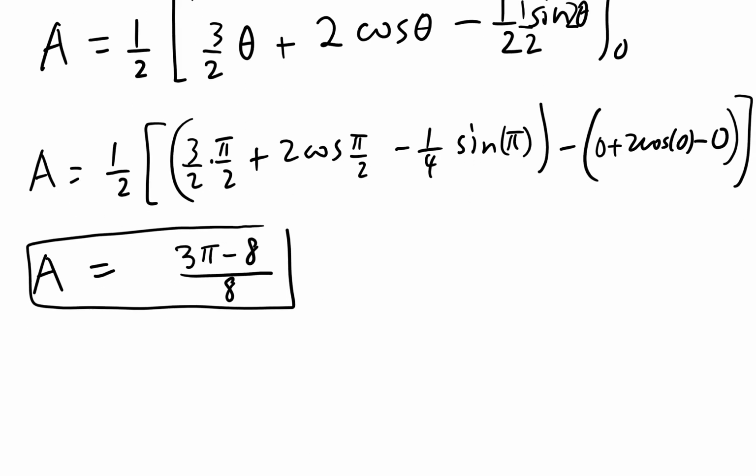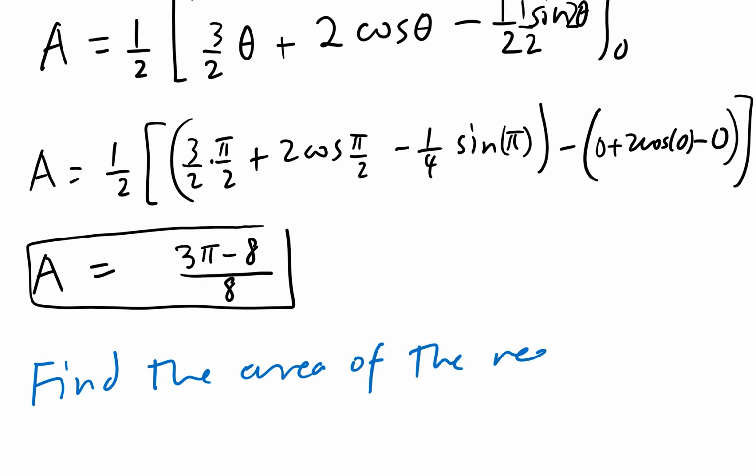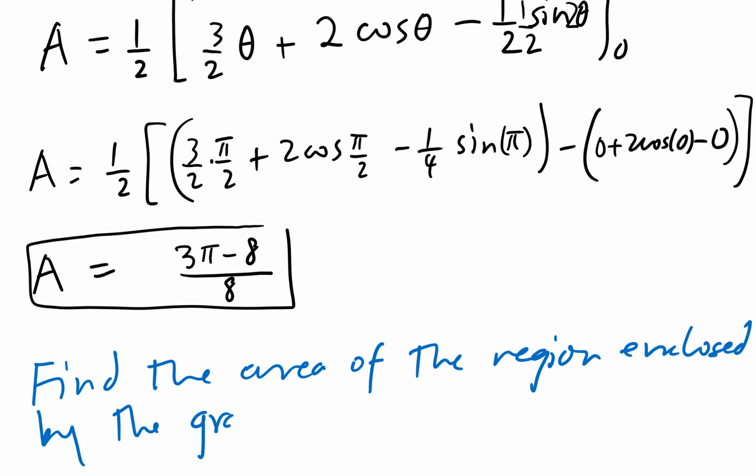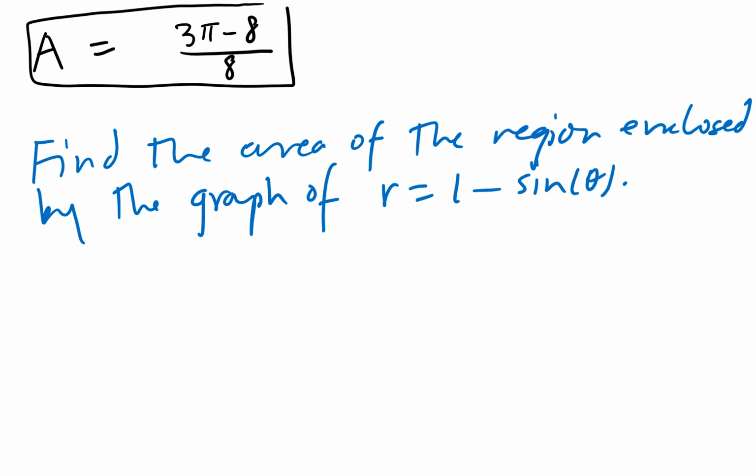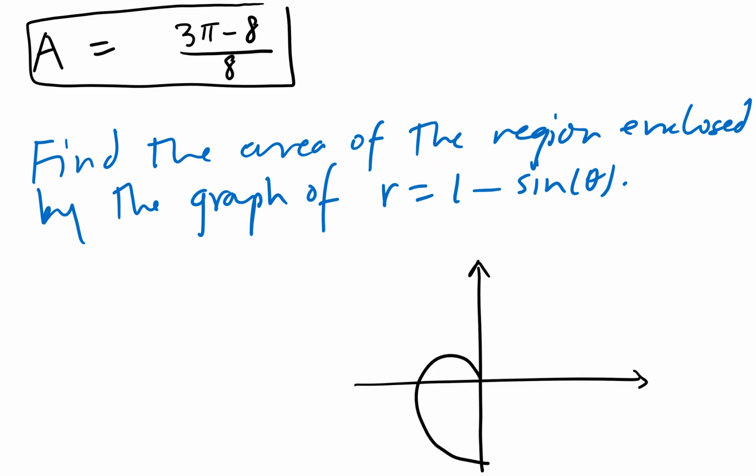How about if they ask you to find the area of the region enclosed by the graph of the same one, but there's no shaded region, 1 minus sine theta. So again, the graph goes down, so I need to find the area of the whole thing, the whole shaded region now.